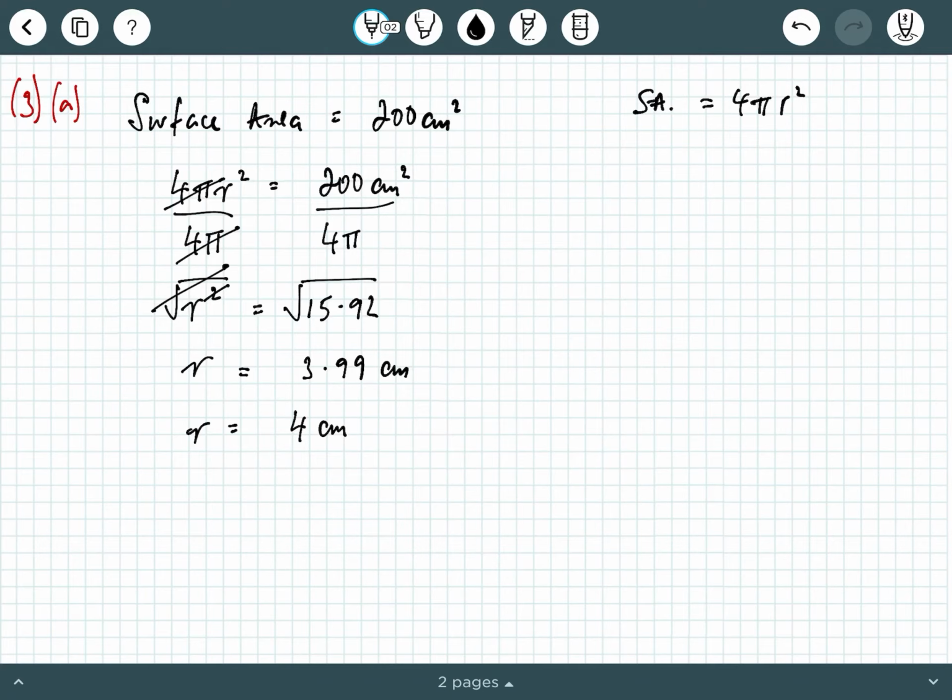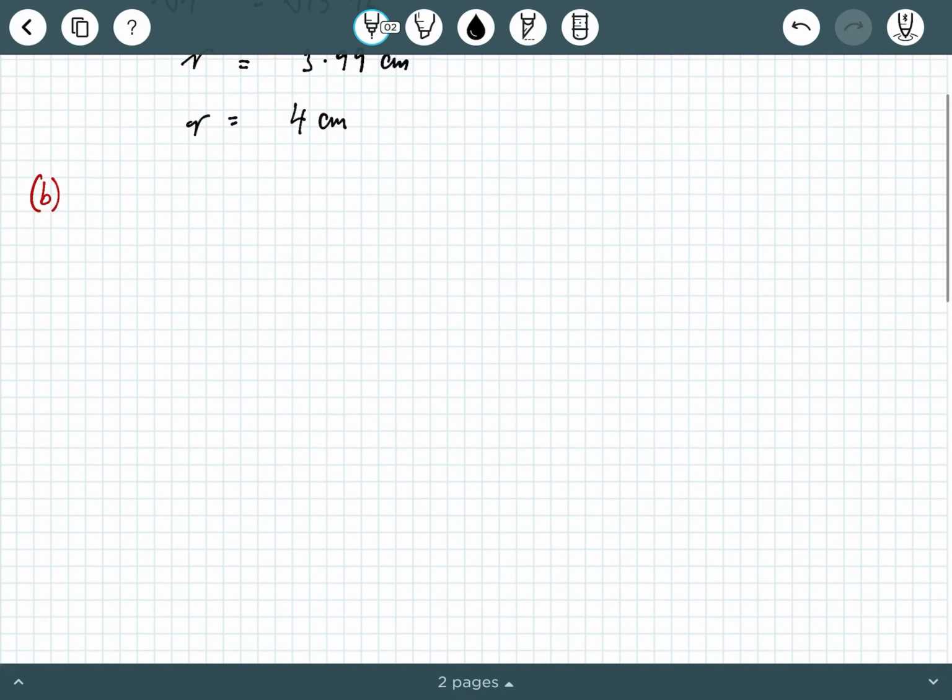Now, let's move down here to B. So what are they telling us here now? They're telling us that it has a volume, this time, of 200 centimeters cubed. So they want us to find the radius of a sphere that has a volume equivalent to 200 centimeters cubed. Well, what's the formula for the volume of a sphere? The volume of a sphere is 4 over 3 pi r cubed, which is equal to 200 centimeters cubed.